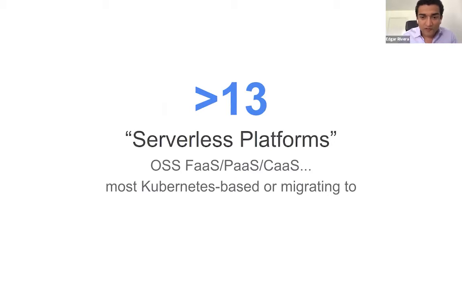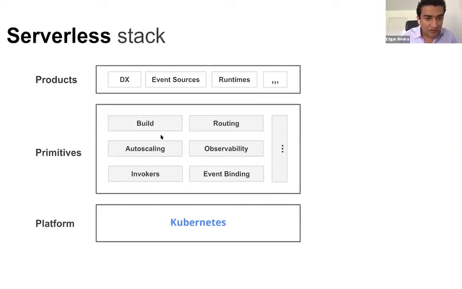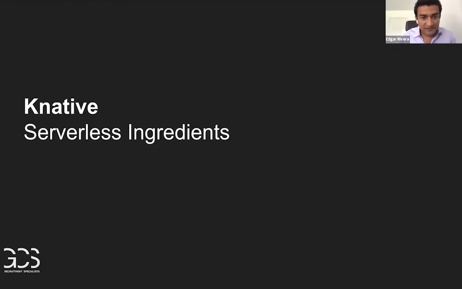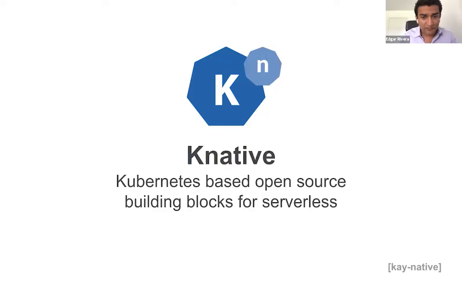Now a lot of companies have tried to do this. They tried to create their own serverless platform, but it was individual efforts to solve some of the basic problems like routing, auto-scaling, observability, event binding. All of these things they tried to solve on their own. And that obviously creates a duplication of efforts and decreases portability because now you're bound to that particular platform. So the whole idea is that Knative brings the ingredients and the serverless blocks for the Kubernetes platform. And this is completely open source, which is also pretty important.